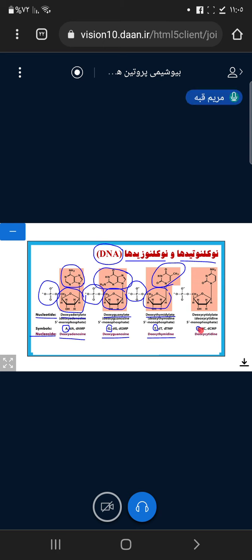When cytosine is added to the sugar, the name of the nucleoside is deoxycytidine.